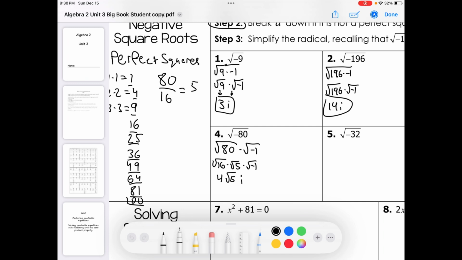Here, remember, just like on the last one, if we have a square root that we cannot break down any further, the i should go in front of that. So instead of being 4, the square root of 5i, we're going to write it as 4i, the square root of 5.